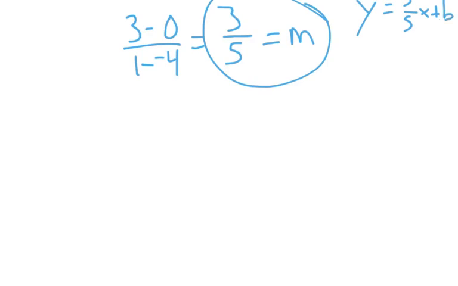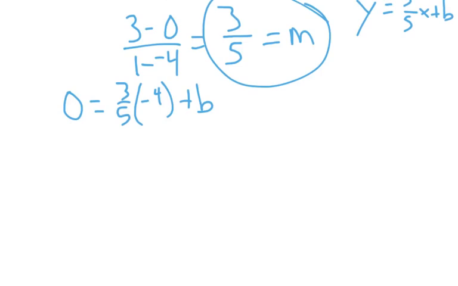Now, the point of this one is to show that sometimes, these aren't always really nice. But we can still work with it. So what I'm going to do is I'm definitely going to choose this point. And I like this point because I see a 0 in there. So that means that one of the variables is going to disappear and make it a lot easier to work with. So 0 equals 3/5 times negative 4 plus b.